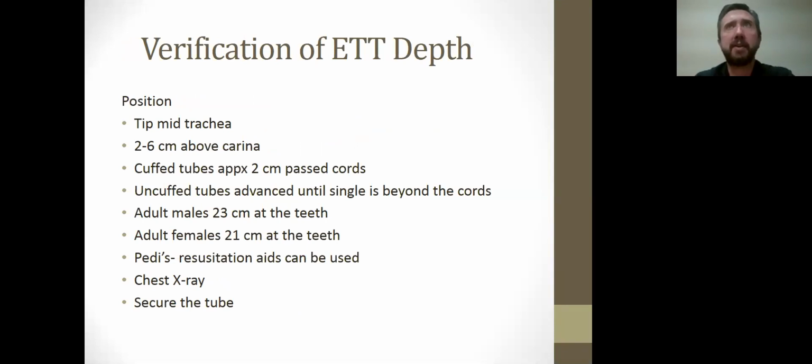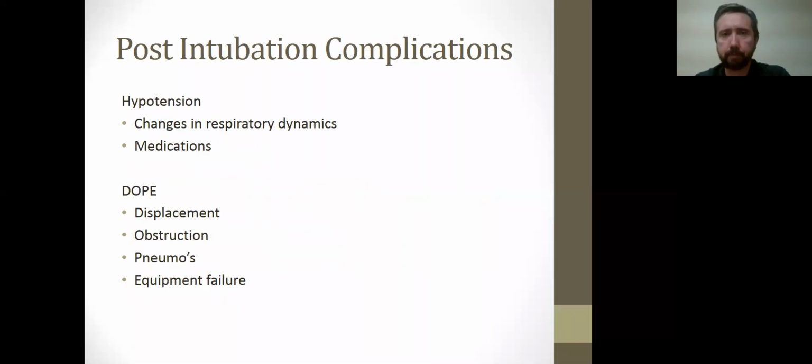Of course, verification of depth. A good rule of thumb is tube placement is the tube size you utilize times 3. That will typically give you a good indication of what your depth should be at the teeth. And of course, for familiarization, it's usually 2 to 6 centimeters above the carina. Adult males, 23 centimeters at the teeth. Adult females, 21 at the teeth. And of course, using Broselow tapes can be used as well in your pediatric patients. And of course, securing the tube is important.